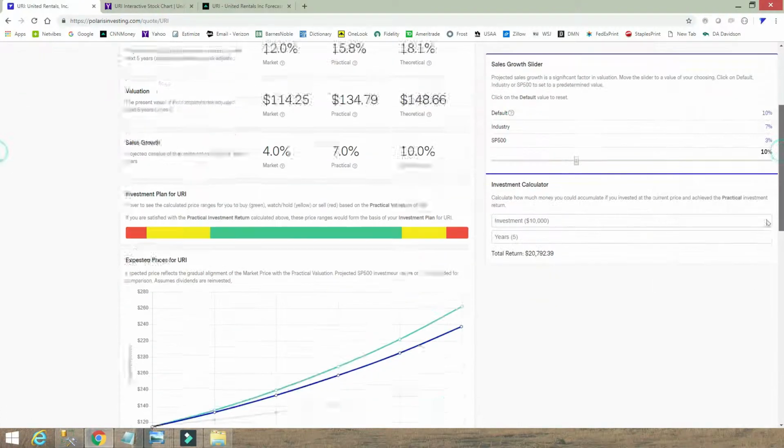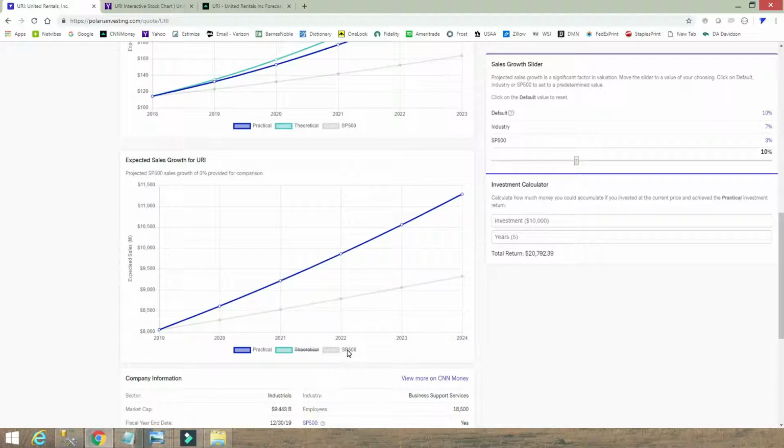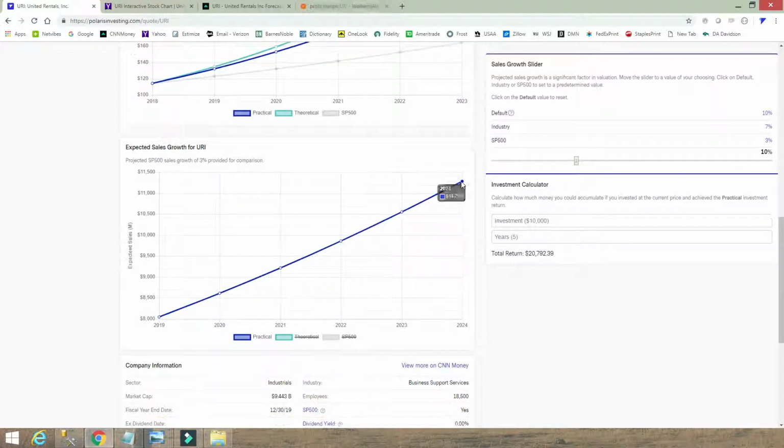So let's go down here and look at the sales growth graph. If we take out the theoretical and take out the S&P 500, we see that what that's assuming then is we're going to go from around $8 billion in sales this year, and then we're projecting out that in 5 years with around 10% sales growth, we'll have a little over $11 billion in sales, which seems reasonable.